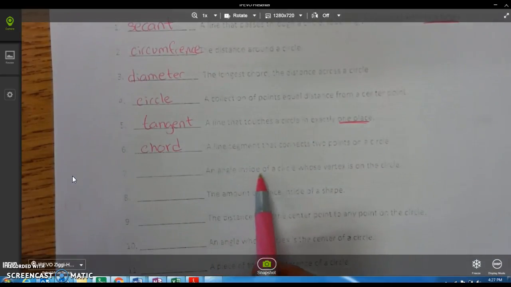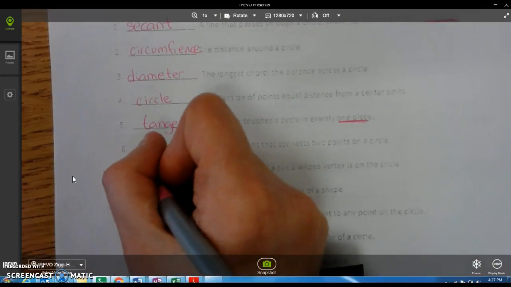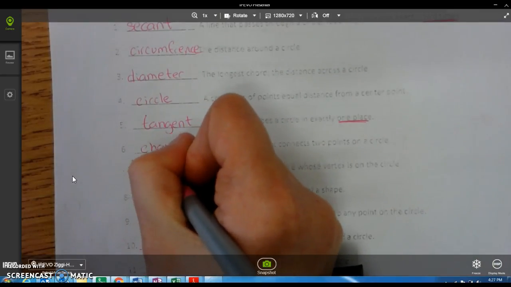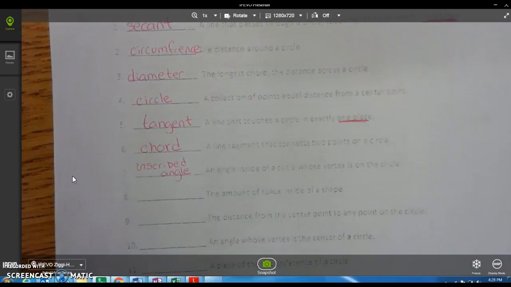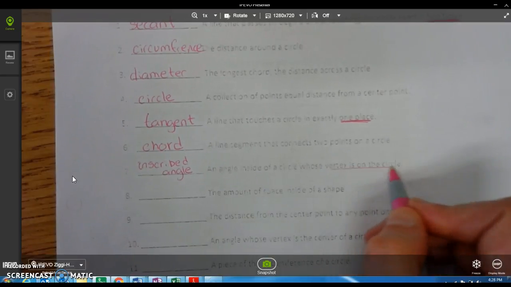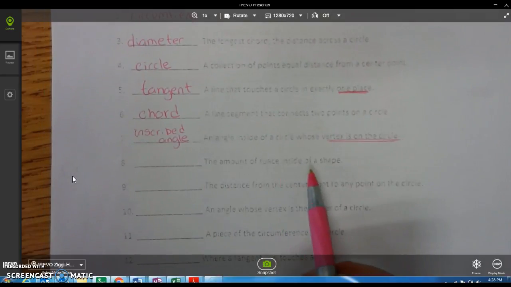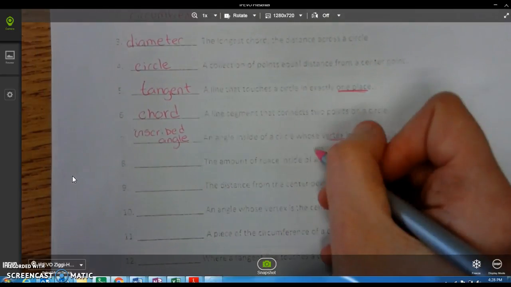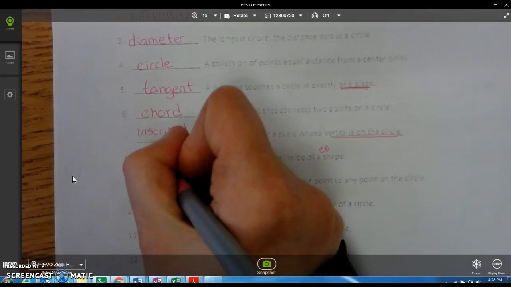An angle inside of a circle whose vertex is on the circle is called an inscribed angle. So we're going to go ahead and underline the vertex is on the circle, which means that it's a part of the circle. The amount of space inside of a shape, and we're going to add 2D because volume would be for 3D what area is for 2D, right?